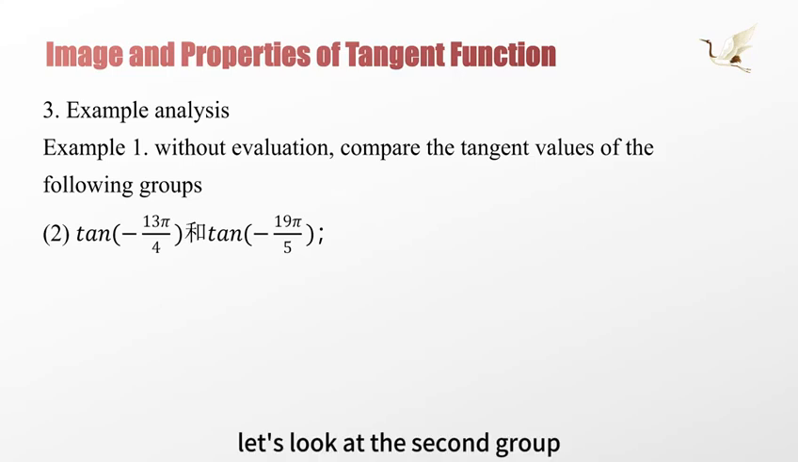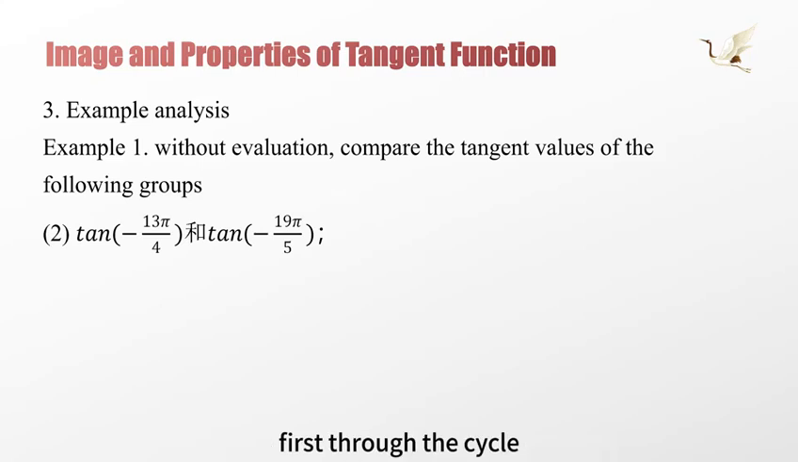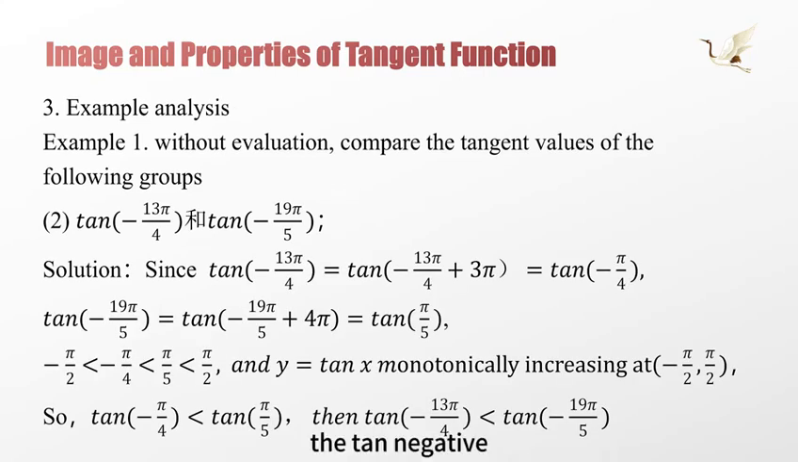Let's look at the second group. Tangent of negative 13/4 of pi and tangent of negative 19/5 of pi. These two function values can be converted first through the period. The tangent of negative 13/4 of pi is equal to the tangent of negative 13/4 of pi plus 3 pi, which is equal to the tangent of negative 1/4 of pi. Similarly, the tangent of negative 19/5 of pi can be converted to the tangent of 1/5 of pi.